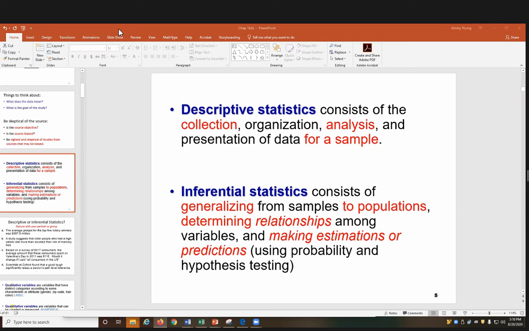Inferential is when you take those facts that you know based upon your sample, and you're making guesses. Often about a population, though it doesn't have to be a population, but you're making a guess or a generalization. You're making an estimation, a prediction.